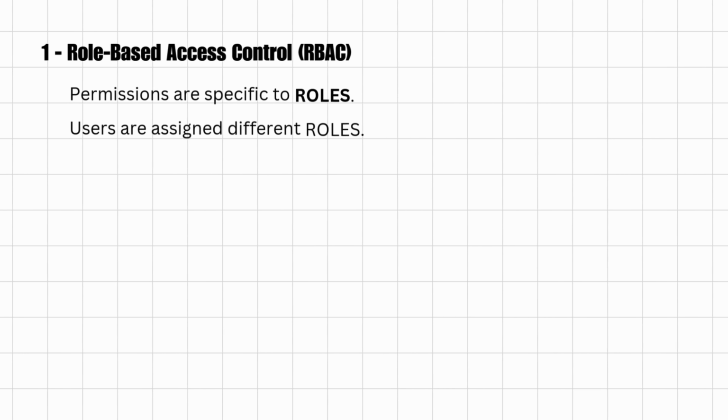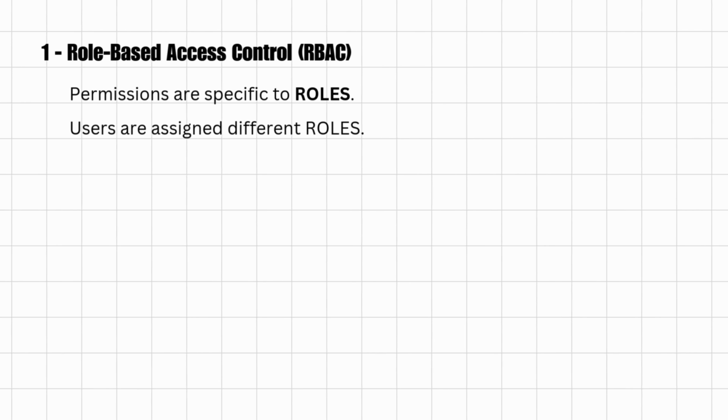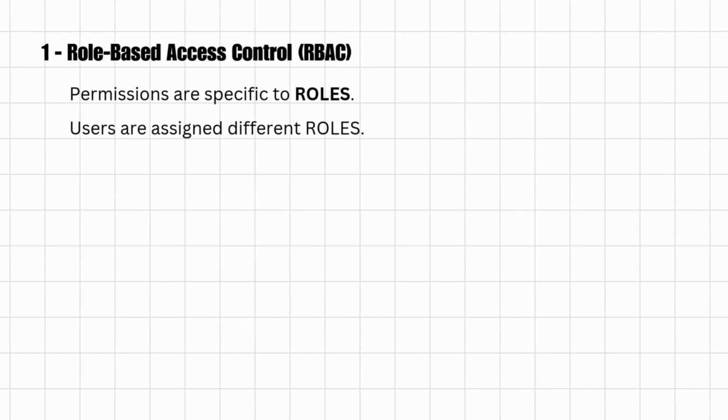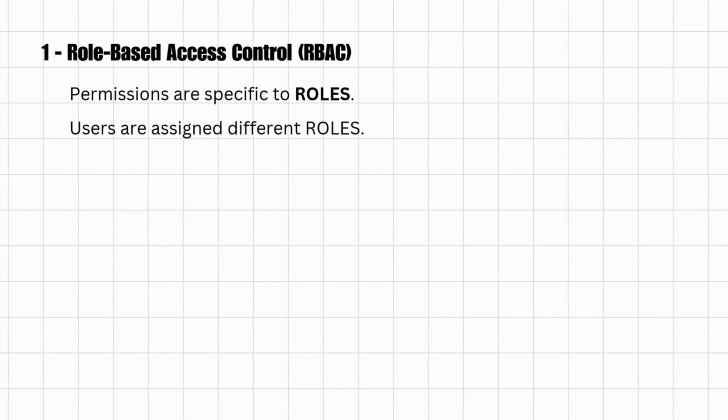First is the role-based access system, which is otherwise called RBAC. RBAC is a static authorization model where users are assigned roles, and each role has specific permissions. Instead of assigning permissions directly to users, they inherit permissions based on their role. You can have different roles for users in an application.